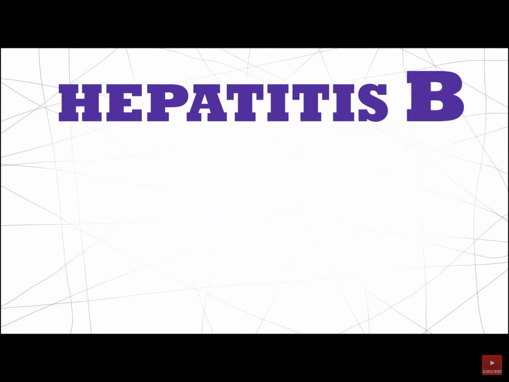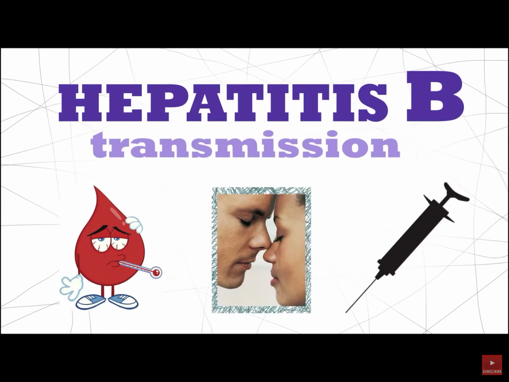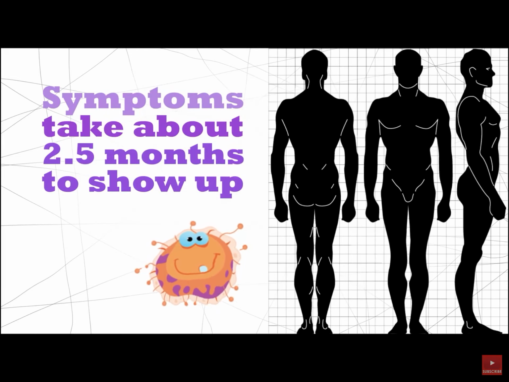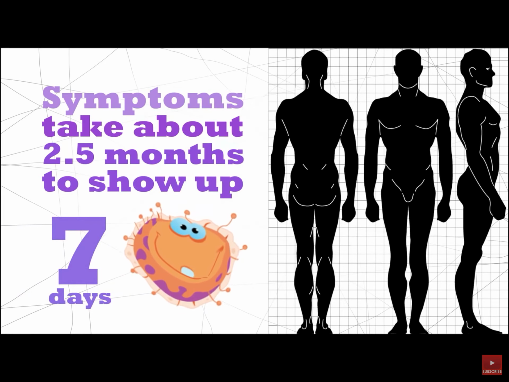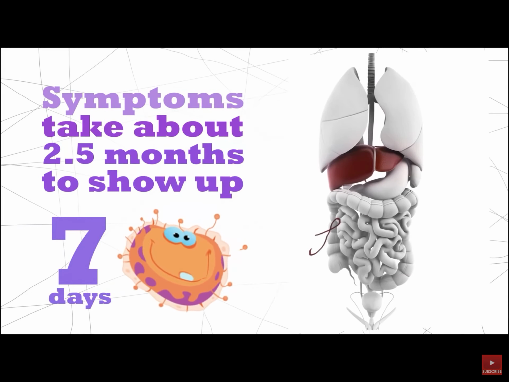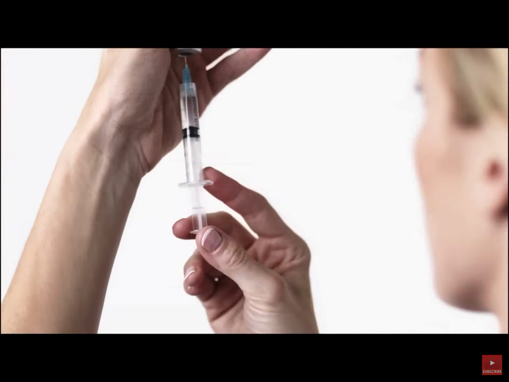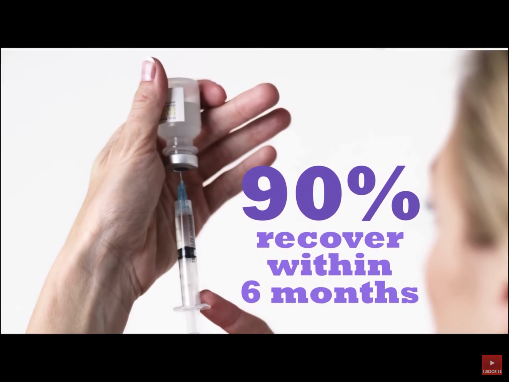Hep B. Unlike A, it is not spread through contaminated food or water. It's actually spread through infected blood, sexual contact, or needles, and symptoms take on average about 2.5 months to show up. In fact, the virus can survive outside the body for at least 7 days and still cause infection to a new person. If left untreated, Hep B can cause liver cancer and serious damage. Good news though, there is a Hep B vaccine. Also, 90% of the people infected usually recover within 6 months.